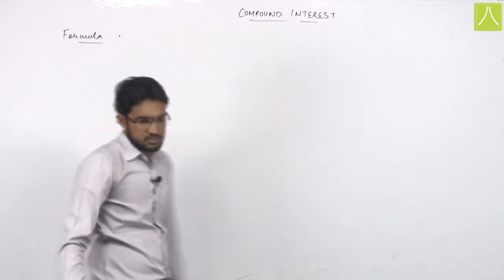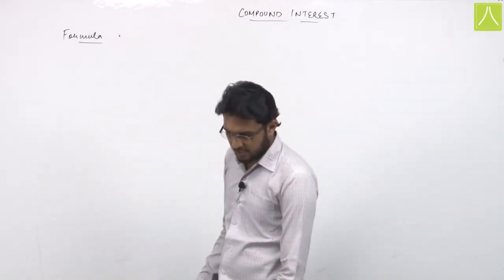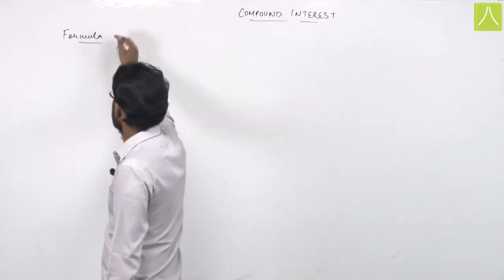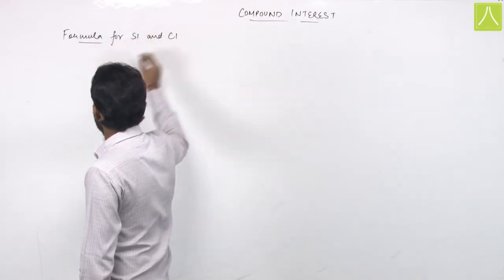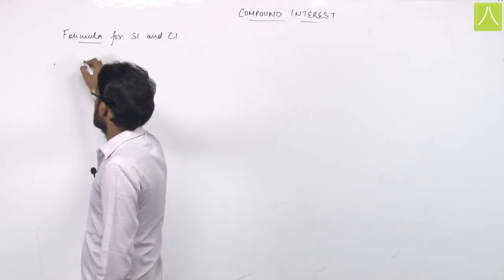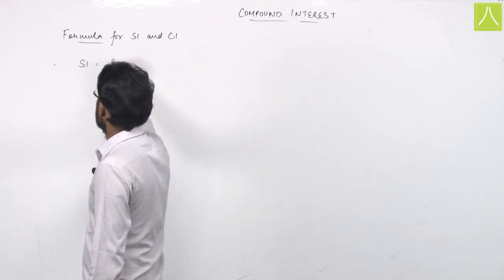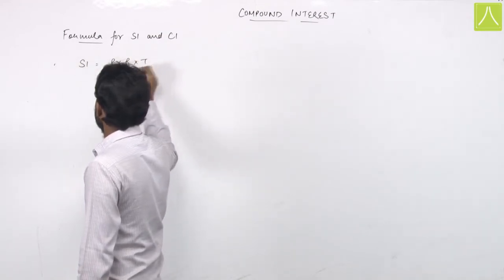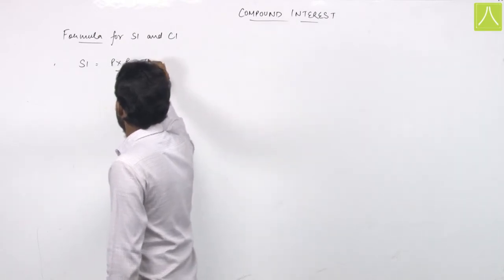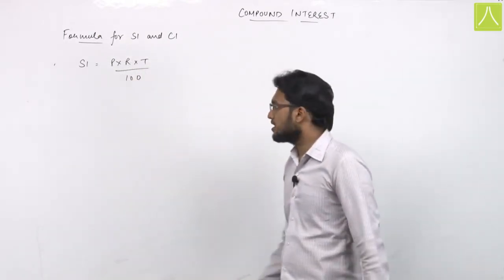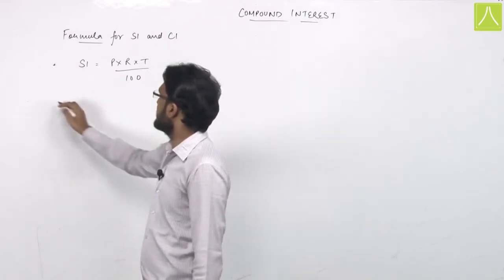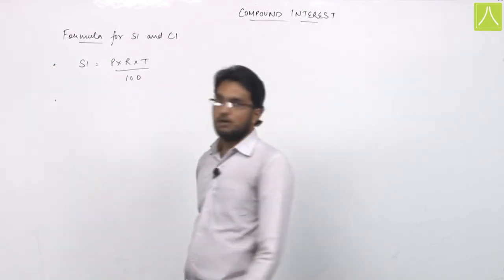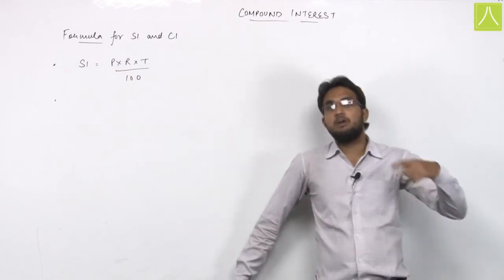Now we are going to study some formulas for simple interest and compound interest. First of all, we know that simple interest is equal to principal into rate into time divided by 100, where R is in percent, therefore we divide by 100. If we talk about compound interest, first of all we have to calculate the amount.